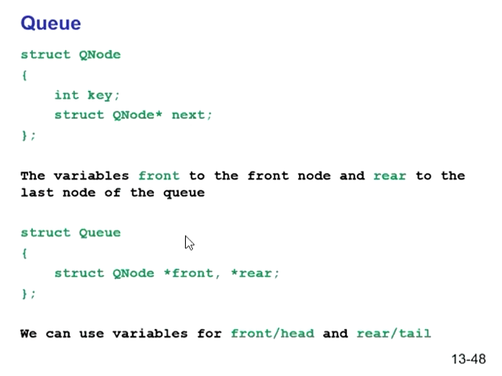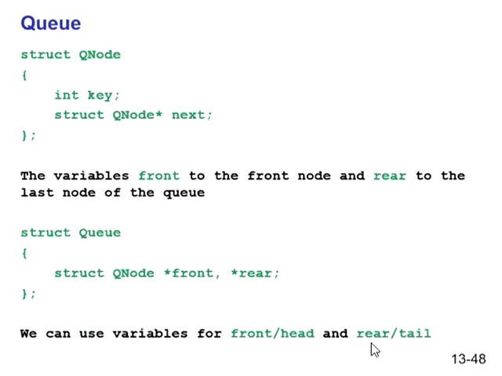We can declare two variables. Of course, we can use variables for front and rear, or we can arrange them in a structure like this. We call them head or tail instead of front or rear.